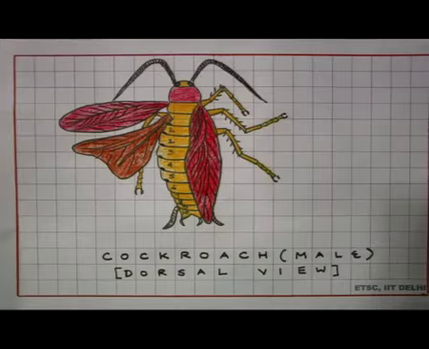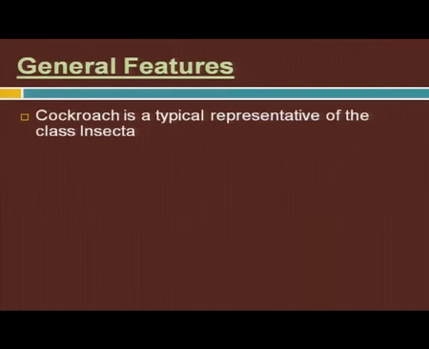Next, moving on to some general features of cockroach. Before we explore on it, let us see a diagram. This is the diagram of a cockroach, and now one by one we can explore the general features which are present in a cockroach. Number 1, it is a typical representative of the class Insecta. By typical representative, I mean that it shows almost all the features of class Insecta, and that is why we are studying about cockroach, particularly from among the members of the class Insecta.